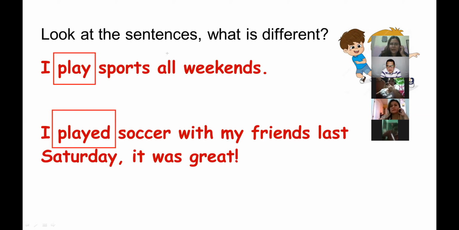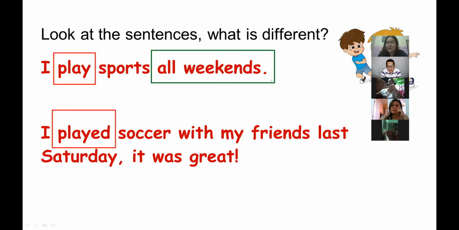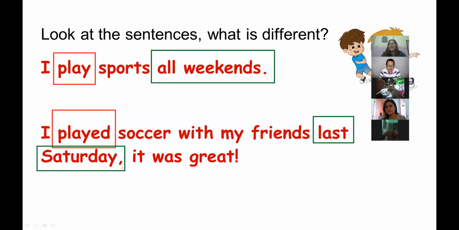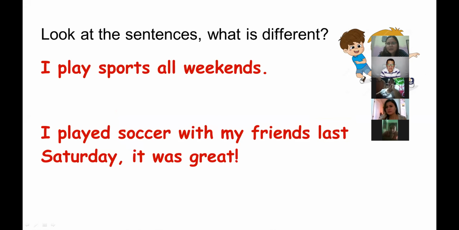I play sports all weekend. The time expression is? Is present. All weekend. And in sentence number two, the time expression is? Last Saturday. Exactly. Last Saturday is the time expression. So that's how I understand that I am talking about a past event. Time expressions: yesterday, last Saturday, last weekend.